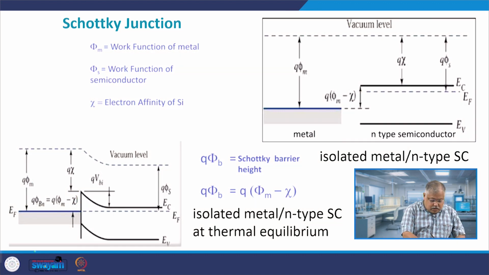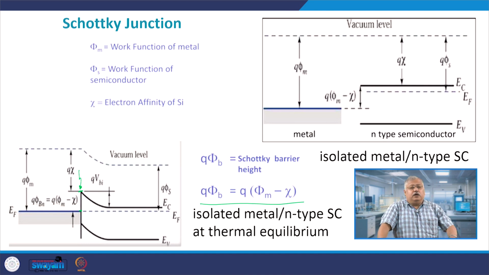So, let me erase this, and then let me see what happens here. If you look at this interface here, this is the barrier height, because there will be a large number of electrons near the Fermi level, and you require an energy equal to q times phi m minus chi, which will make it go to the top.